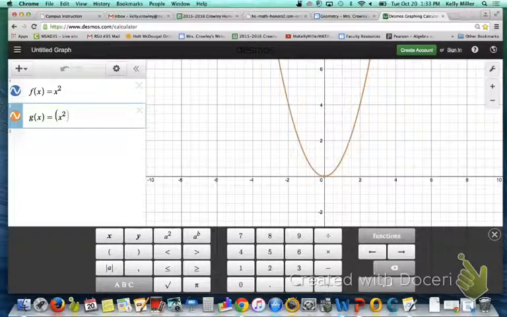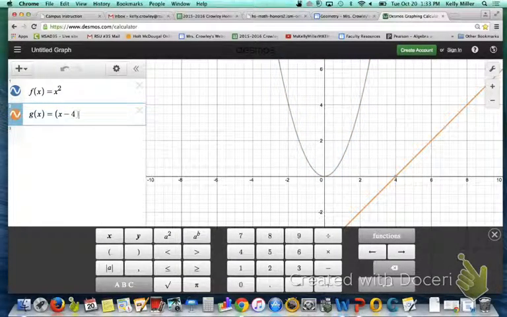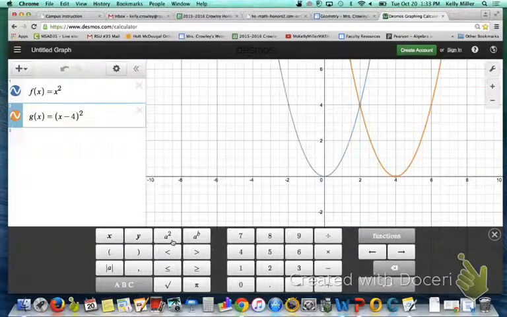Put your cursor after the x and put a minus 4. We have to move that square to the outside. So now I have g of x is equal to the quantity x minus 4 squared. So here's our next example. We have x squared and x minus 4 squared.